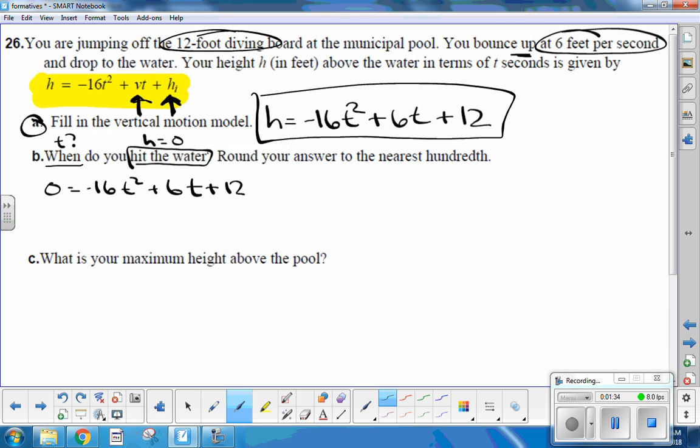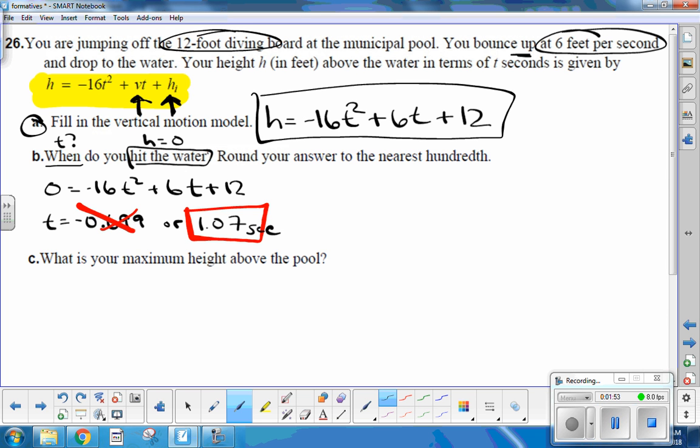Okay, I'm going to go ahead and write down both of my answers. So I got 2 different times that I could have hit the water. One of them was a negative time. Negative time doesn't make sense. One of them was about 1.07 seconds. That does make sense to me.